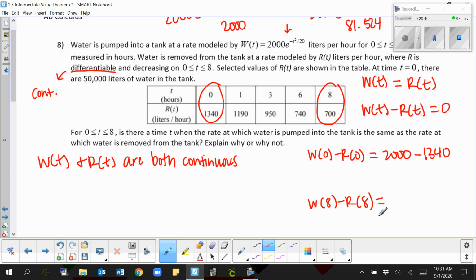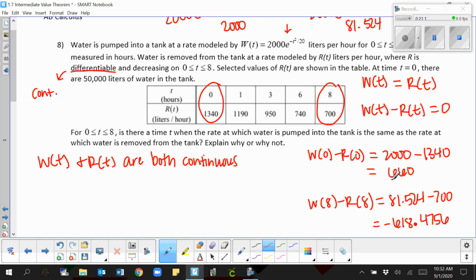For my second one, I'm looking at 81.524 minus 700. For my first one, I'm going to end up with 660, and for my second one, I'm going to end up with a negative 618.4756. I did all of this using my calculator. I know I'm going through it quickly right now. I don't want this video to be too long. You can pause it and go through and double check all of that work using your calculator.